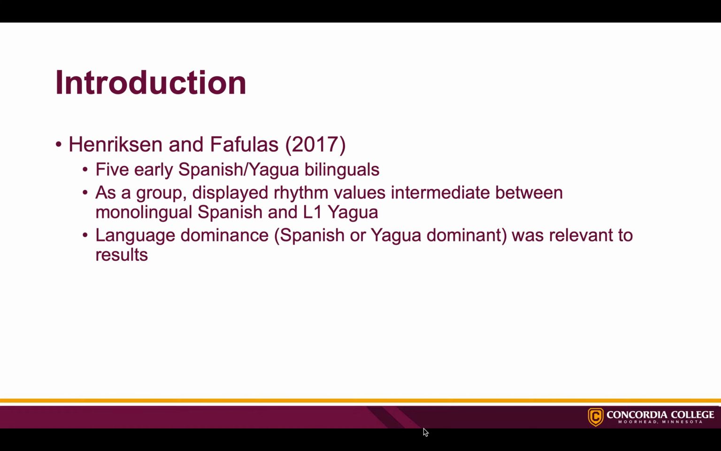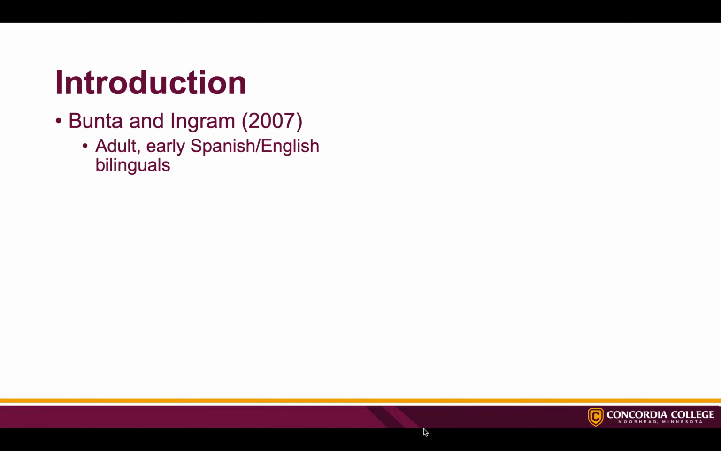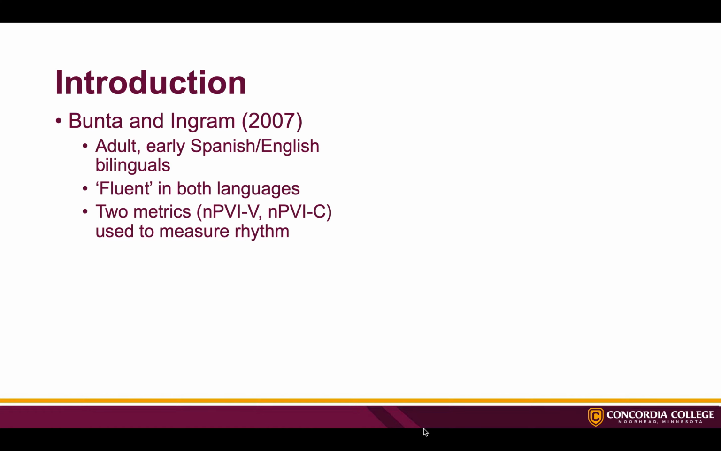Bunta and Ingram, on the other hand, in 2007, they found in their adult early Spanish-English bilinguals that in terms of proficiency, they stated that these speakers were fluent in both languages. And they used two metrics, the normalized pairwise variability index for vocalic intervals and the normalized pairwise variability index for intervocalic intervals to measure rhythm. And they did find that rhythm was different between their Spanish and English in these speakers.